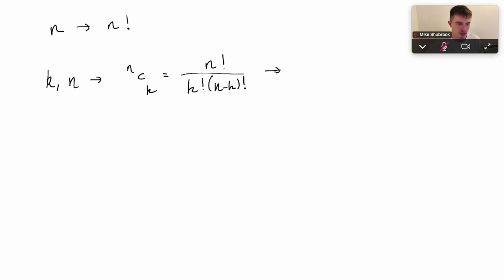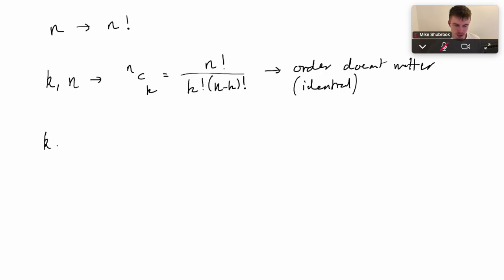So the number of ways of ordering n objects is n factorial. The number of ways of choosing k objects out of n is n choose k, which is n factorial over k factorial, n minus k factorial. And this is where I don't care about the order in which I choose these k objects out of the n. So the order doesn't matter. Right, so a way to think about that is imagine that they are identical.